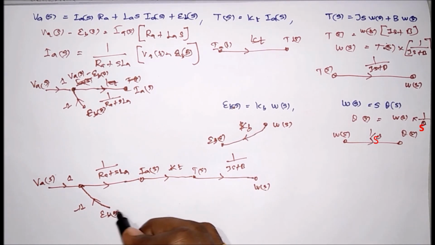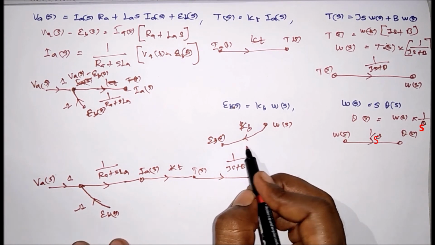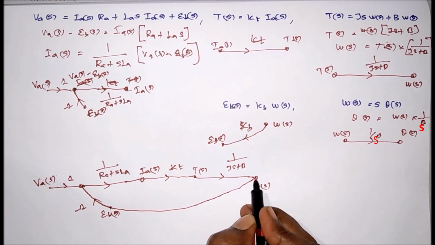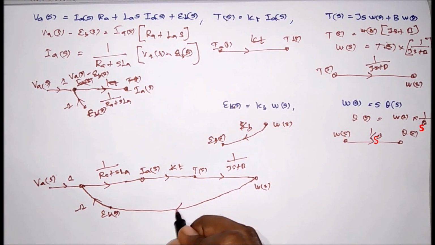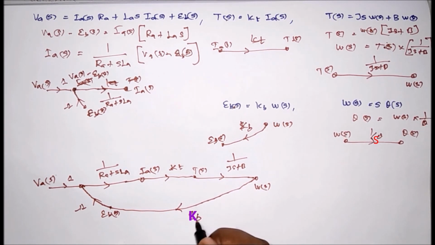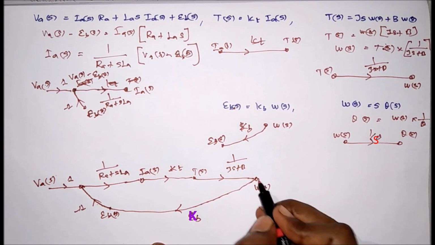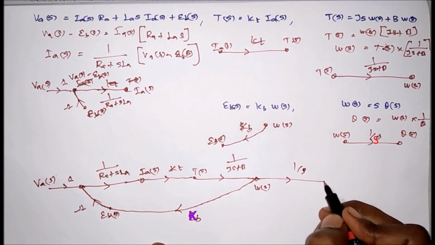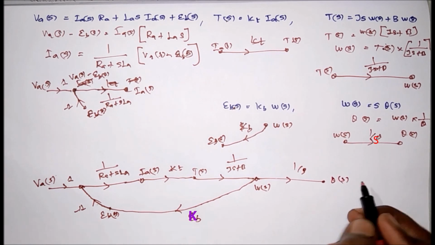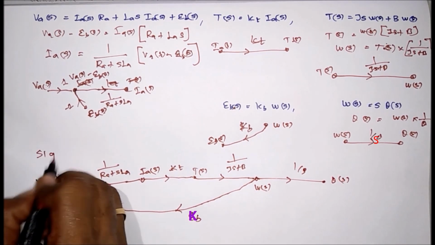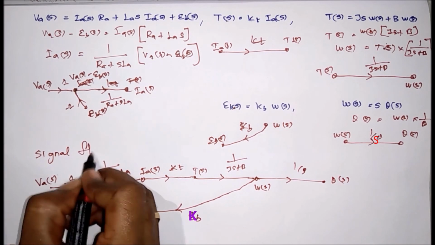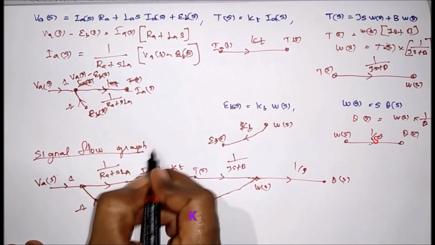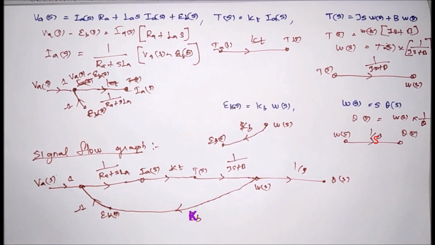From this omega s, here this is Eb, here Eb of s, the gain is Kb. Therefore we have to connect these two. This is omega s, this is theta of s, and its gain is 1 by s. This is the final signal flow graph.